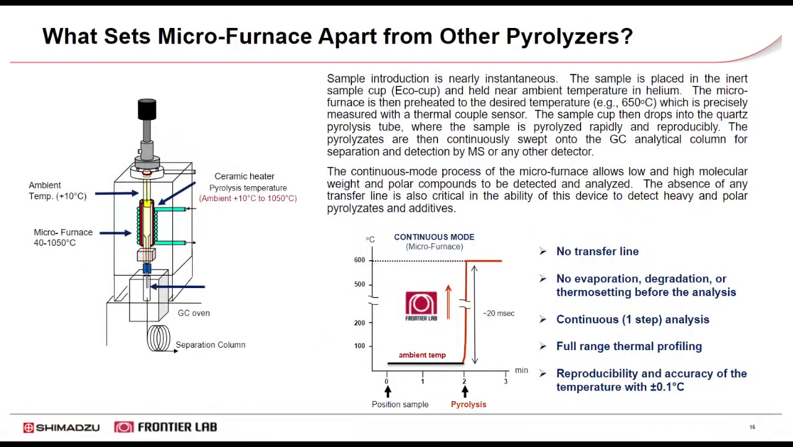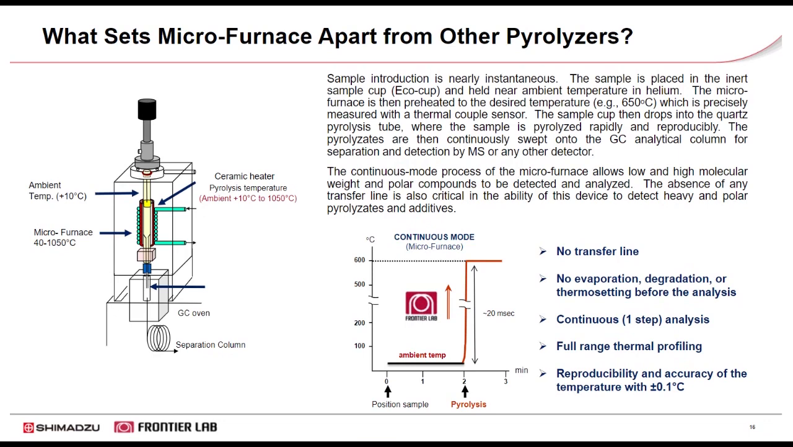So now let's look at the microfurnace technology, how it functions, and what sets it apart from the other pyrolyzers in the market. As I mentioned, the low-mass ceramic microfurnace pyrolyzer directly connects to your GC injection port. So there won't be any transfer line or any dead volume. Sample introduction is also nearly instantaneous. The sample is placed in an inert sample cup and is held at near ambient temperature in helium with no exposure to heat before the analysis.